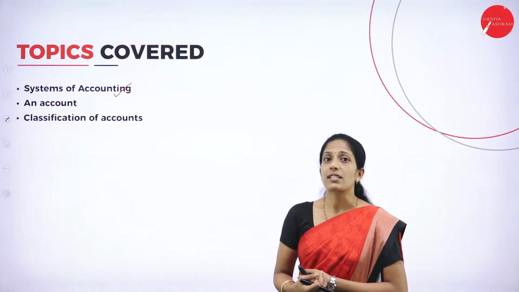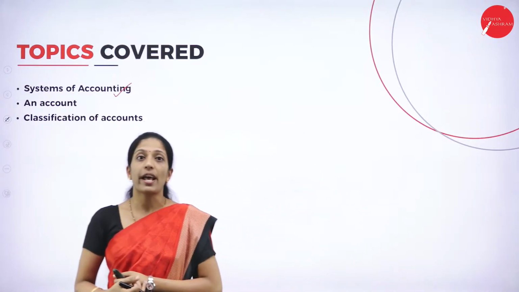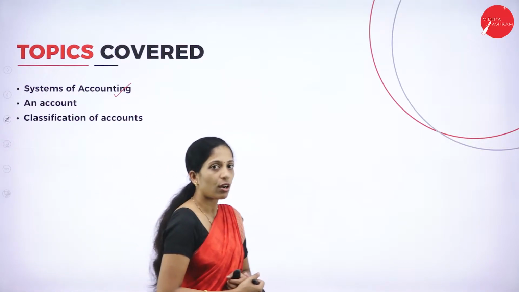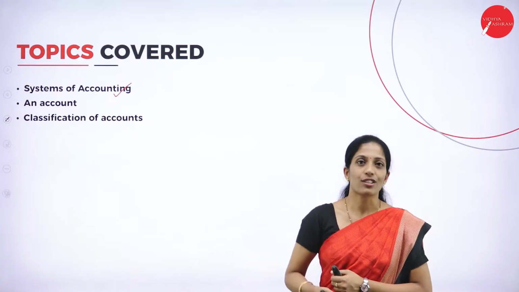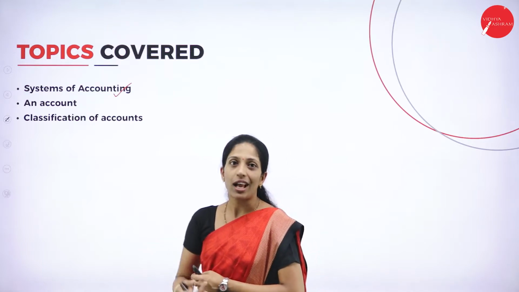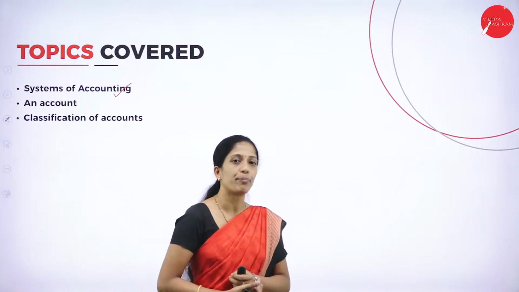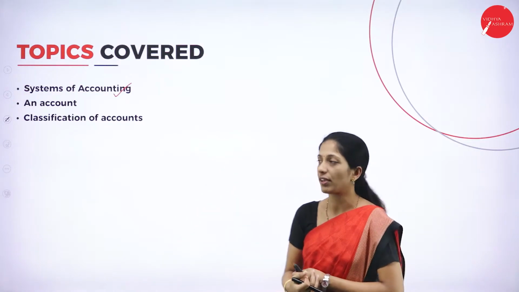Whereas the other type is the single entry system. Now what is the single entry system? It is called the incomplete system of accounting, where we record only one aspect, either debit or credit. If you check the accuracy, the single entry system is less accurate when compared to the double entry system. These are the two systems of accounting.